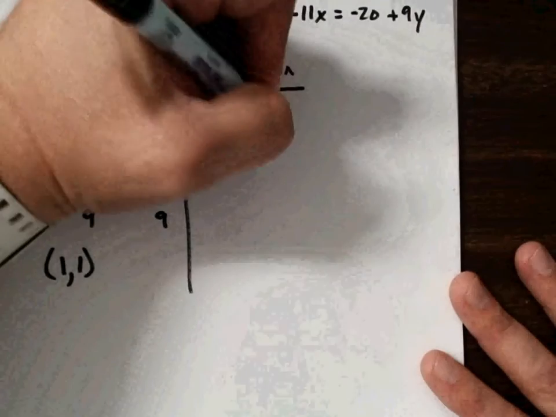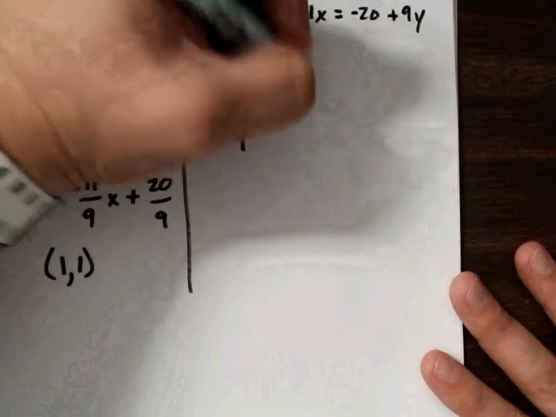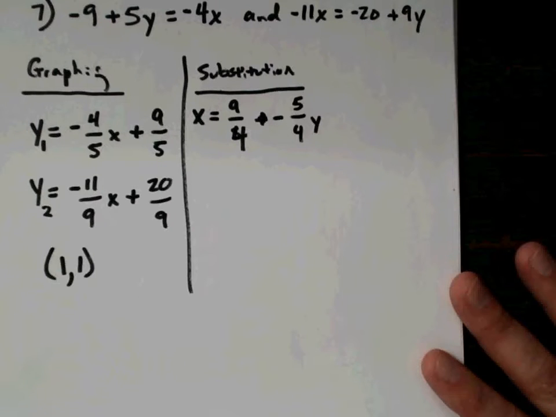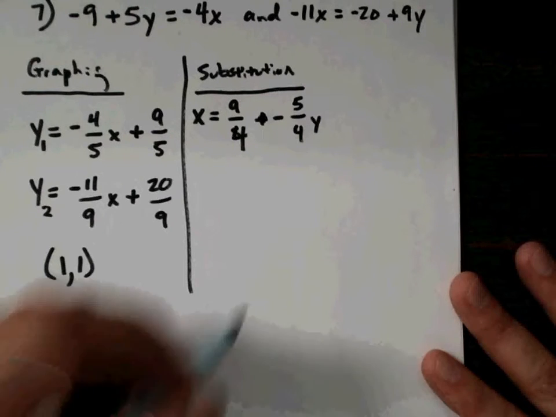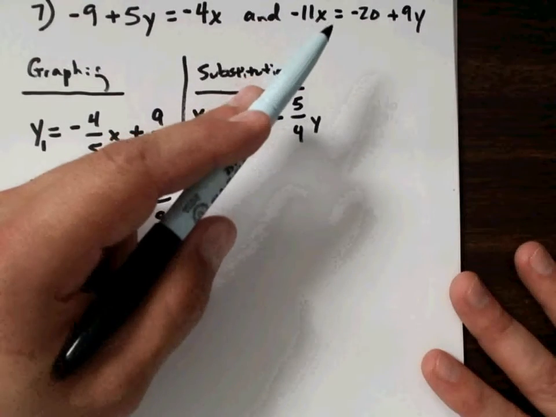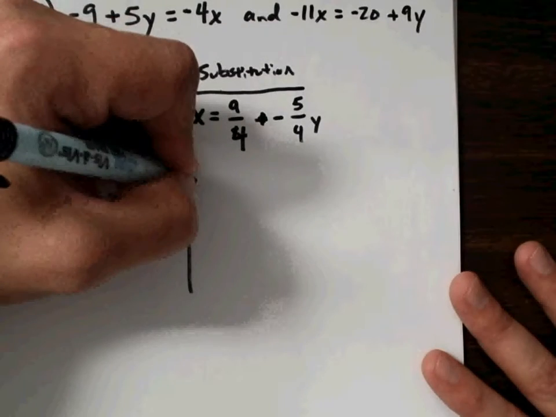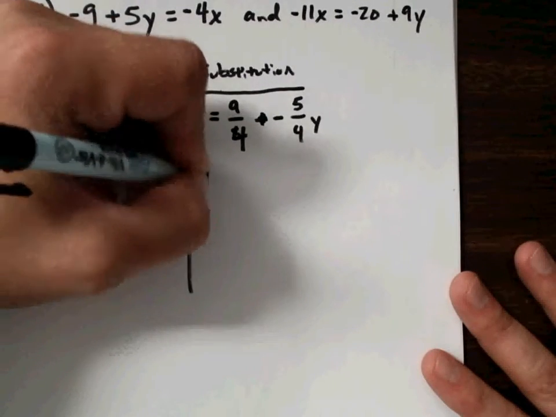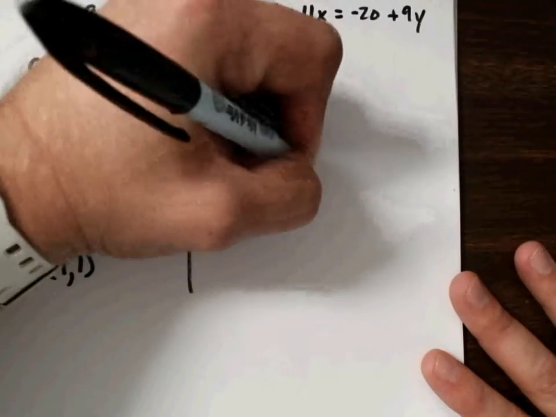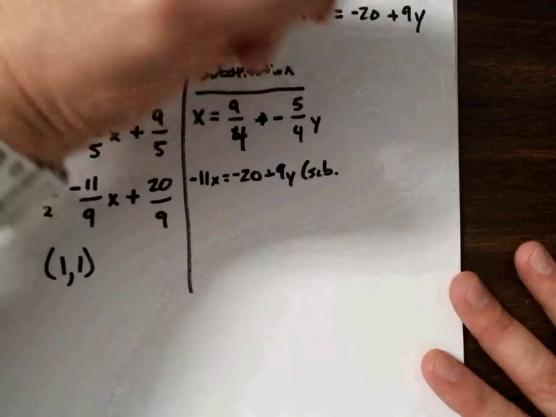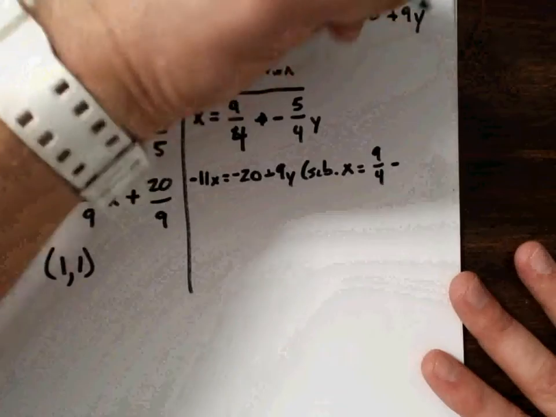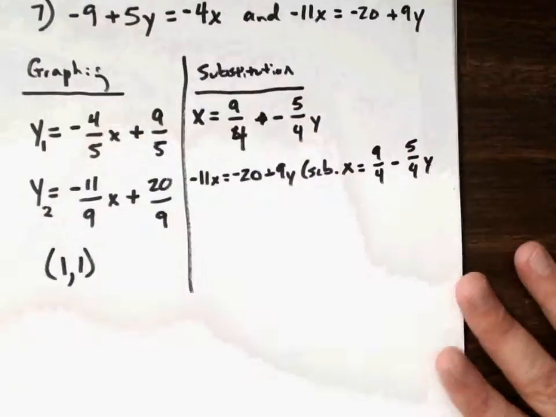And then I'm going to have negative 4 over 5y, or 5 over 4y. And then I'm going to take that one, since I've got a variable by itself now, and substitute this one in for this equation right up here. Okay? So, I'm going to go negative 11x equals negative 20 plus 9y, and I'm going to substitute x equals 9 over 4 minus 5 over 4y.